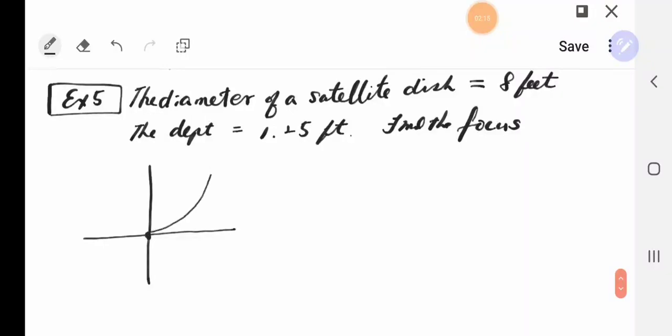And let's say this is the shape of the satellite dish, with x and y axes. By looking at this, the diameter is 8 feet. That means that it is 4 feet away from the origin. And since the depth is 1.25, this will be 1.25 feet. So from this, we have 2 points.